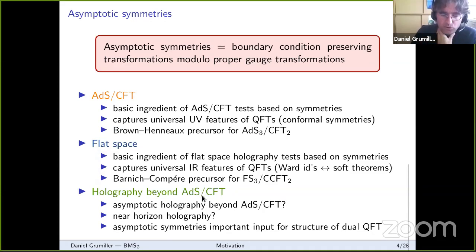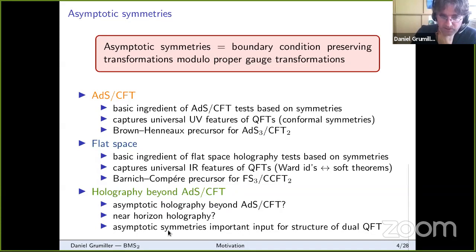But we're not completely sure about it, so we lack examples. So, is there asymptotic holography beyond AdS/CFT? Is there something that we may call near horizon holography? Can you do the same thing that you do in the asymptotic region? You impose some asymptotic boundary conditions, determine some symmetries, and constrain in this way the dual field theory. Can you do the same thing near the horizon?